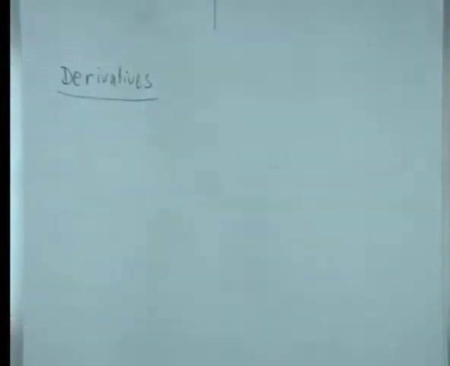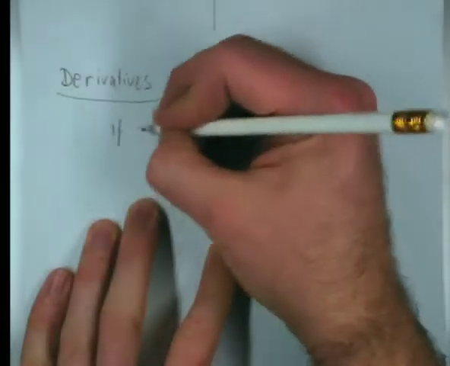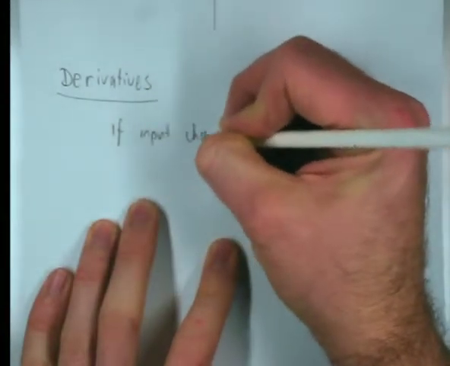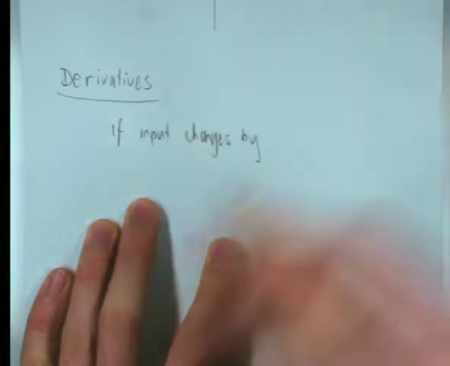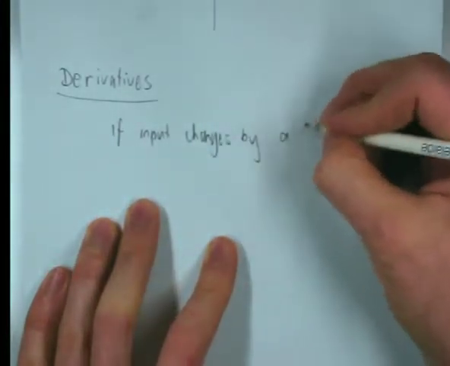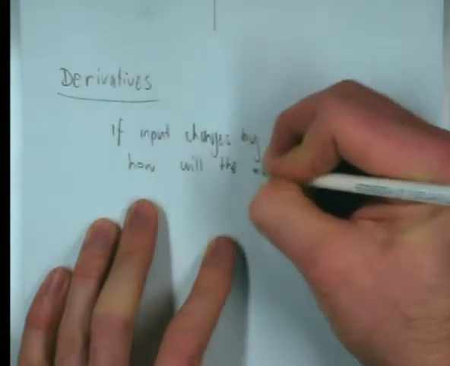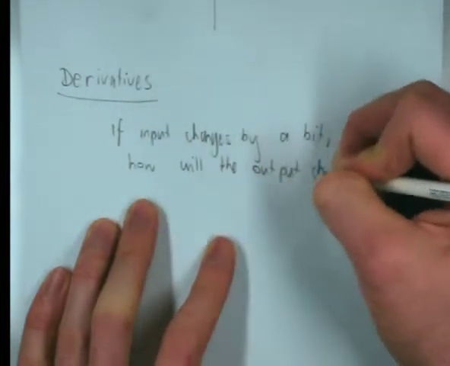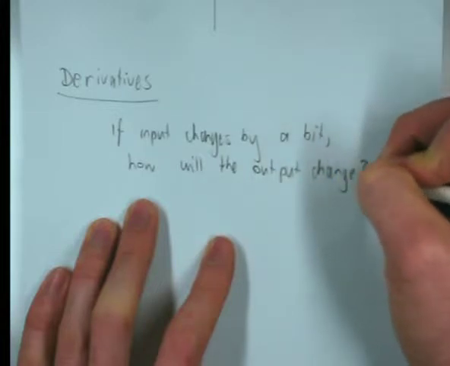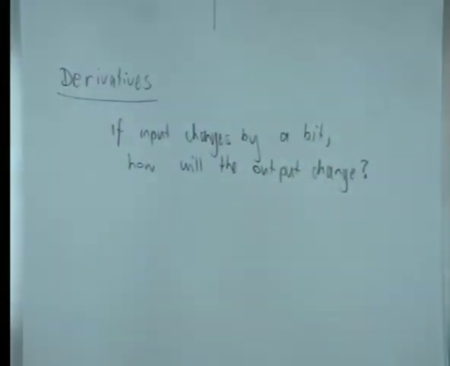Okay. So the concept of derivatives or differentiation is to try and figure out how the output changes from that function when the input changes. So we want to know, if the input changes by a little bit, how will the output change? That's the question that derivatives are answering.